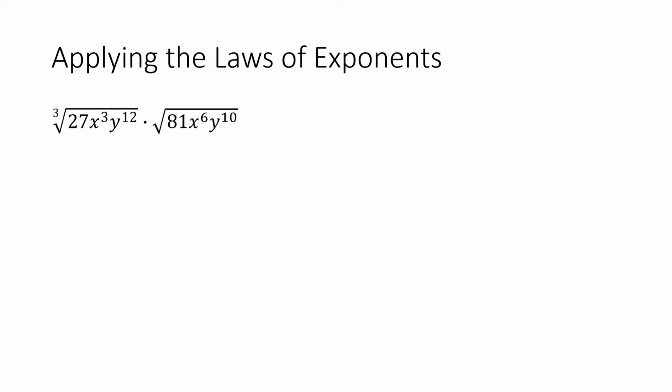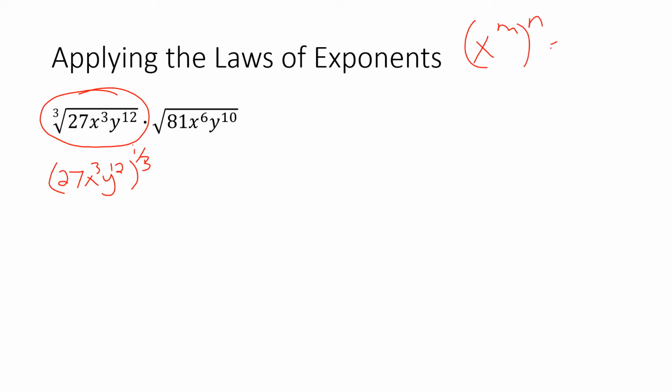So I am going to focus on this first part right here, and I am going to write that radical as an exponent. So the part under the root, that one's going to stay the same, 27x cubed y to the 12th, but this is the cube root. Essentially, if you have a power raised to another power, all you do is multiply the exponents. So that's exactly what I want to do here, I want to go through and multiply all of the exponents.